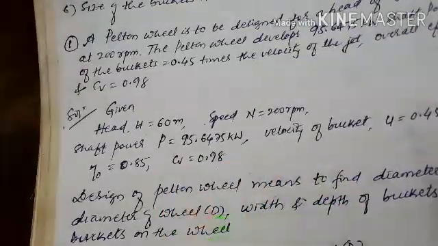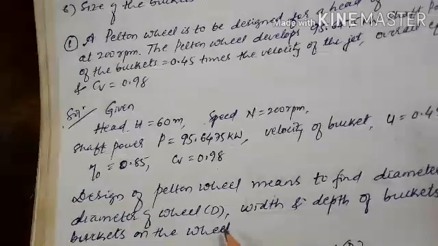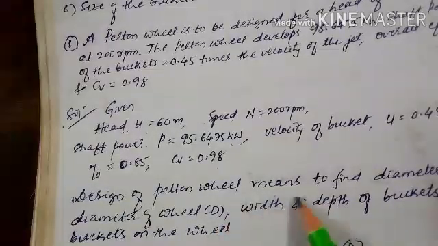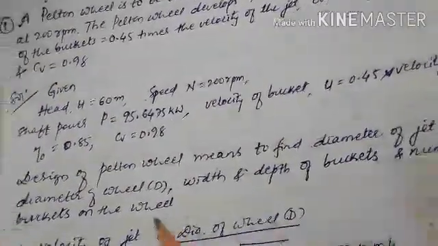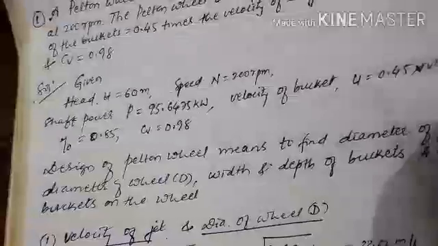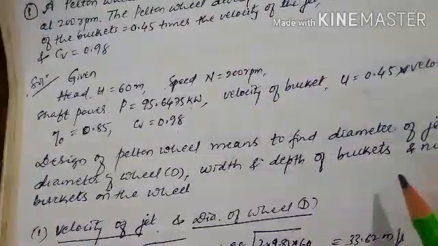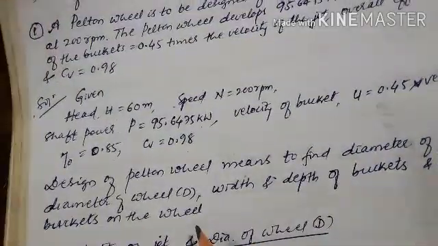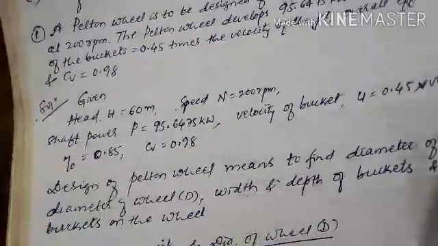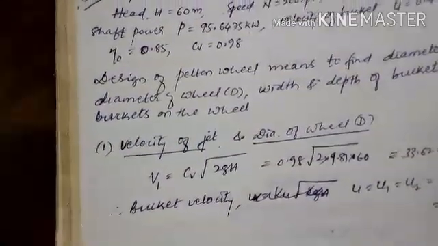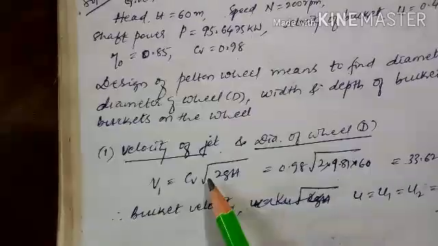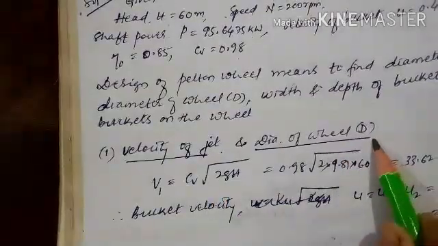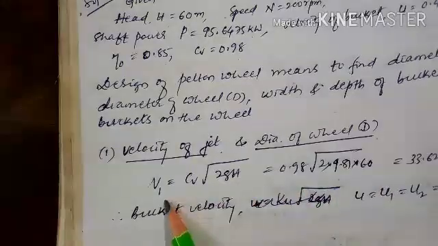The design of a Pelton wheel, as I discussed previously, means to find the diameter of the jet d, then the diameter of the wheel, capital D, then the width and depth of the buckets and the number of buckets required, that is, the optimum number of buckets required on the wheel. To calculate these, let us first calculate the velocity of the jet and the diameter of the wheel, capital D.